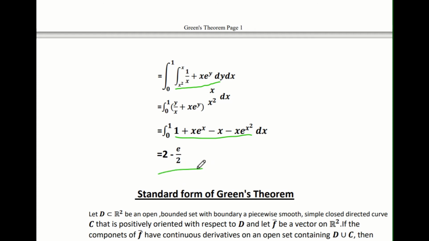Most of you should be comfortable with integrating a function of such nature. In this case, you're going to use integration by parts. So this is our answer, 2 minus e over 2.